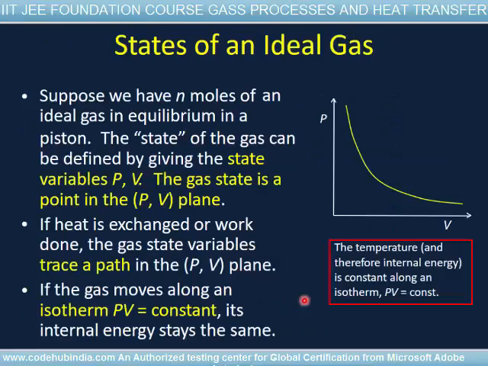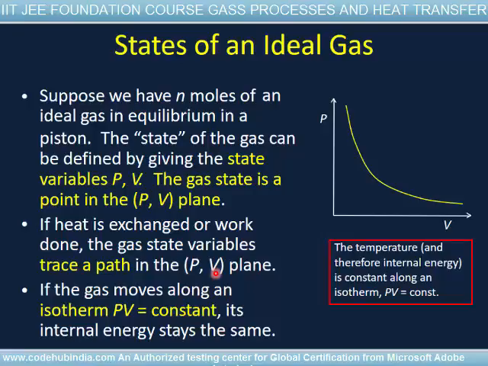We have also learned that PV equals constant. The isothermal gas line graph looks like this. This is the isothermal graph line. Later we will understand in advanced courses the power 1 minus gamma property I told you. You have gone through the earlier classes. The internal energy stays the same if the gas moves along an isothermal PV equal to constant.